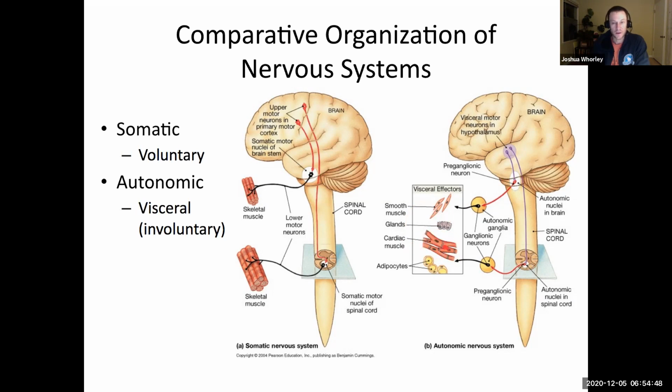So the muscles of your heart are innervated by these autonomic neurons, and adipocytes or fat cells. So this is the last type of effector. So if we're innervating fat cells, we know we're going to see increases or decreases in fat metabolism, the storage of fat or breakdown of fat and liberation into the bloodstream. So these are very different effectors than we have in our somatic nervous system.